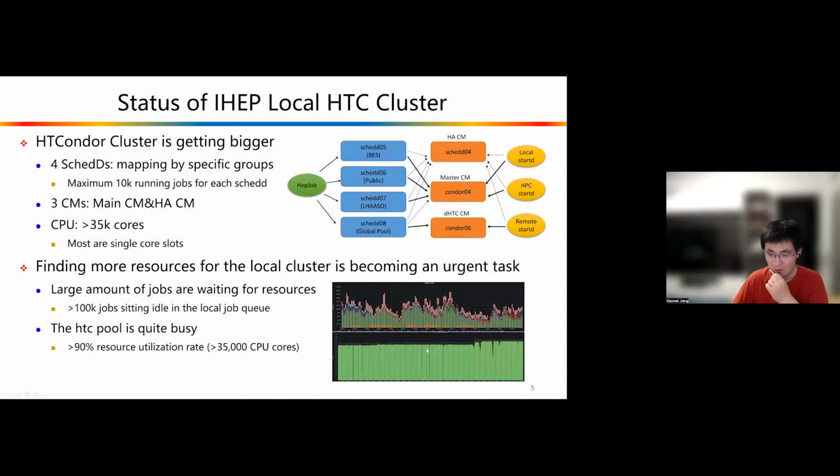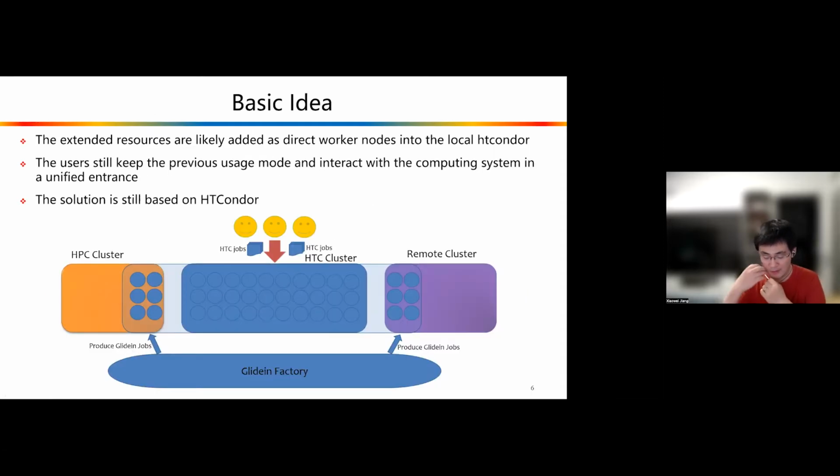The empty work nodes do not mean there are scheduling problems. It means we set some work nodes as dedicated work nodes for some specific applications. If we set these work nodes as normal slots, the resource utilization rate will be close to 100%. So we want to add more resources to the local HTC cluster.